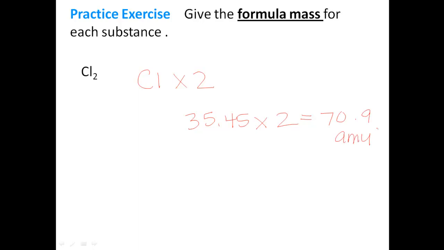All right, so now you should know how to calculate the formula mass of any substance, any compound, or any element. If you have any questions, please let me know.